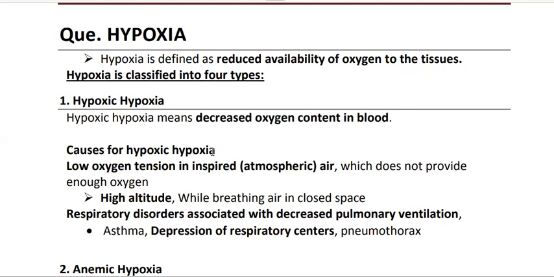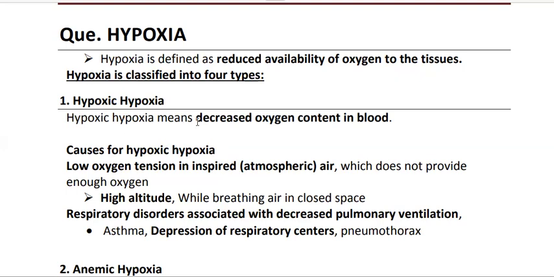Causes for hypoxic hypoxia: low oxygen tension in inspired or atmospheric air, which does not provide enough oxygen; high altitude; breathing air in closed space; respiratory disorders associated with decreased pulmonary ventilation. Asthma, depression of respiratory centers, and pneumothorax are the reasons for hypoxic hypoxia.